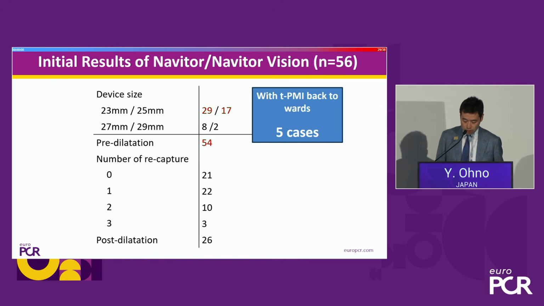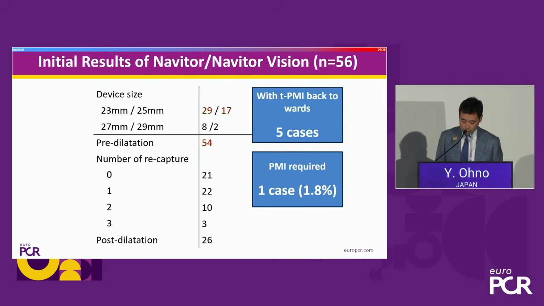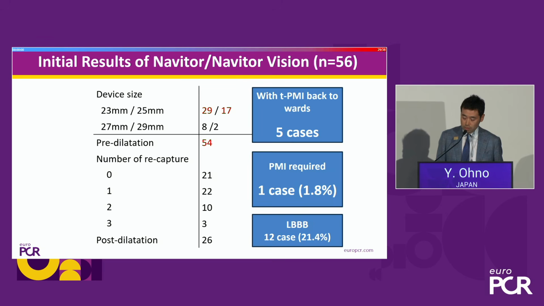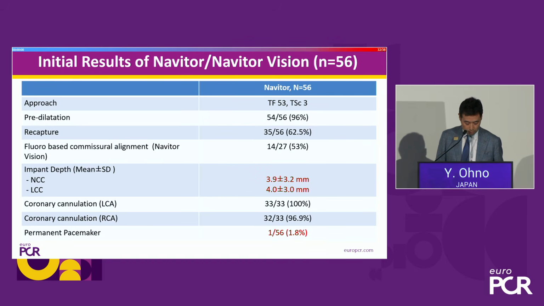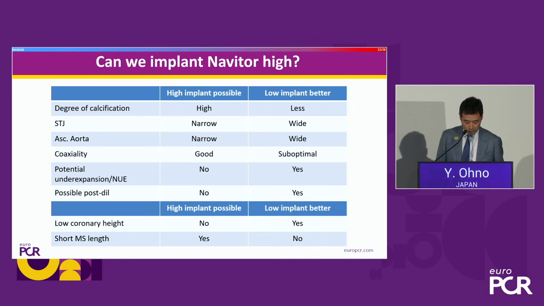Within this series, due to transient complete AV block, 5 cases went to the ward with a temporary pacer. Among them, eventually, one case required a pacemaker. The incidence of left bundle branch block still remains relatively high at 21%. So this needs some improvement in the future. Implantation depth remains around 4 millimeters in the series, and the current pacemaker rate is around 2%.